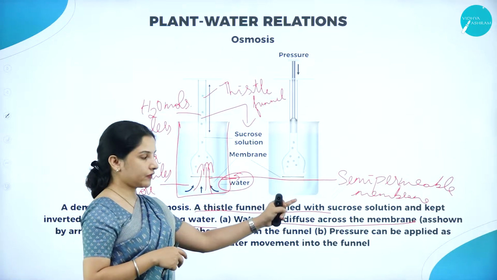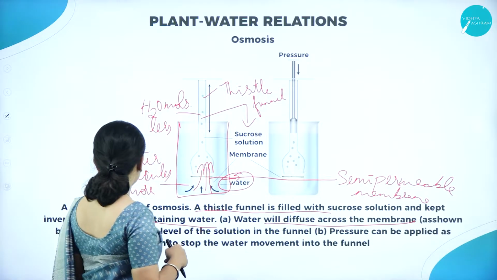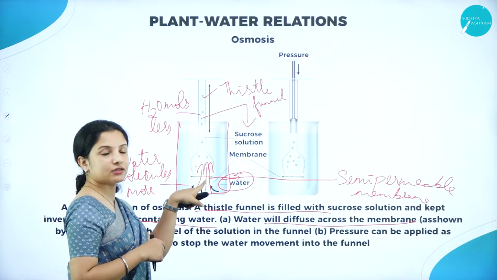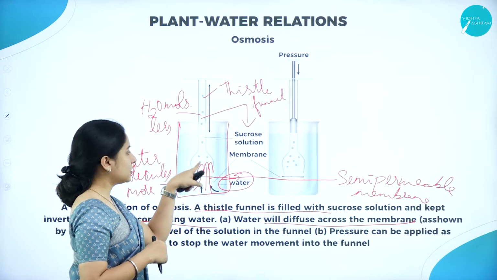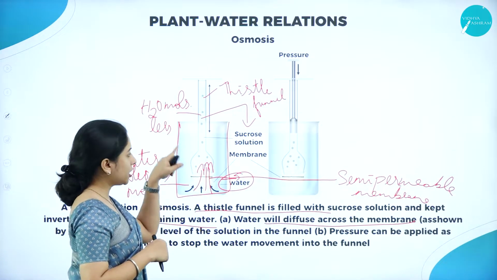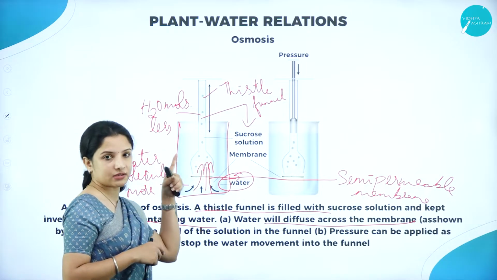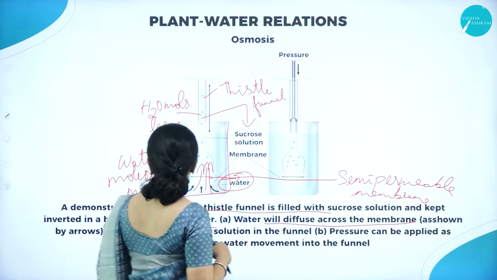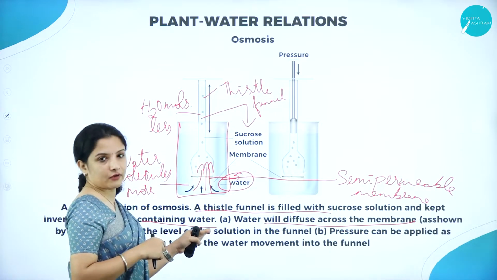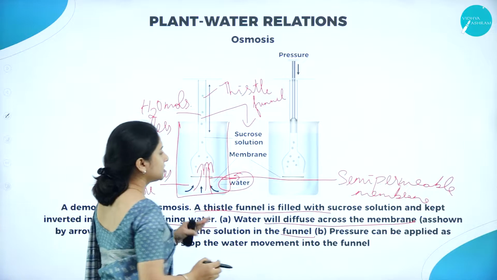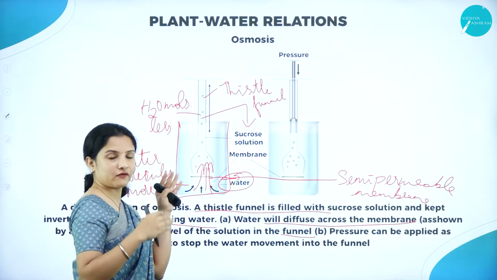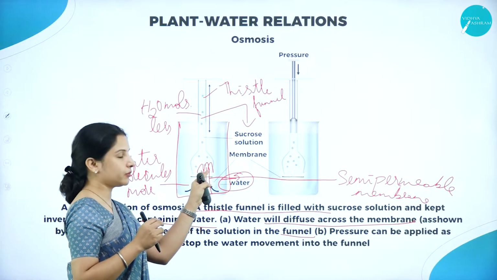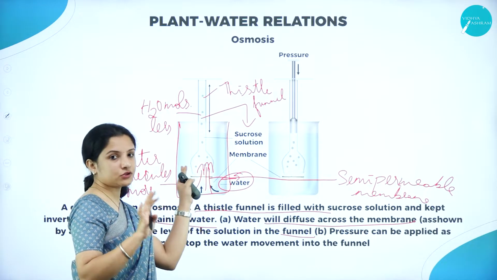A Thistle funnel is filled with sucrose solution and it is kept inverted in a beaker containing pure water. In the pure water, since a large amount of water molecules are there, the concentration of water molecules is high here, so it will move towards the Thistle funnel. Why? Because there the concentration of water molecules is less. It will diffuse across the membrane and raise the water level of the solution in the funnel. So that is understood now. It is moving from a region of higher concentration to a region of lower concentration through a semi-permeable membrane. So this experiment proves osmosis.